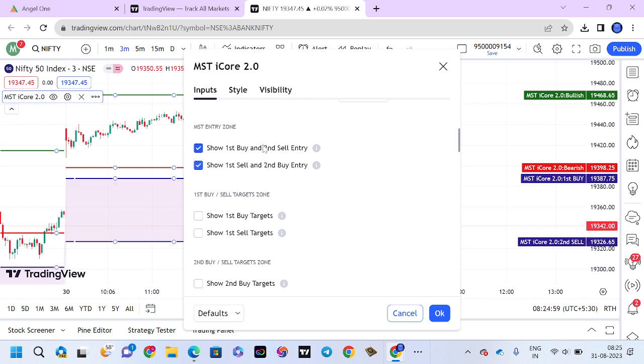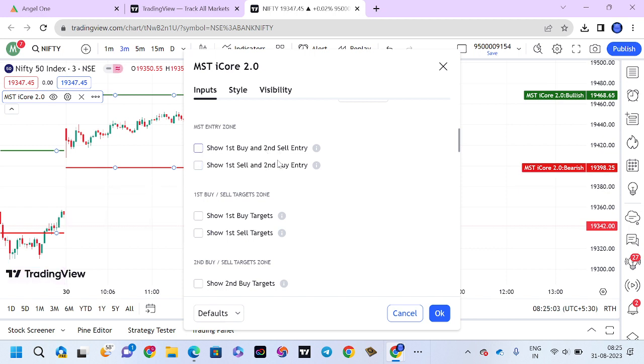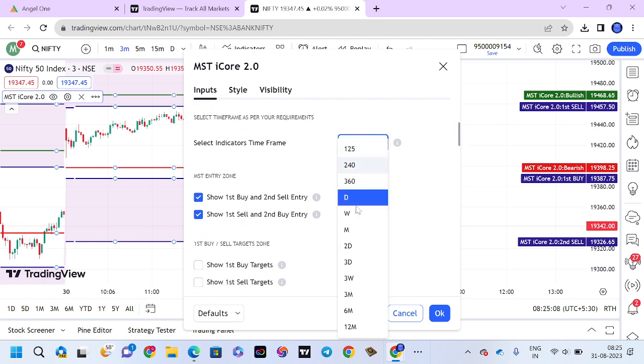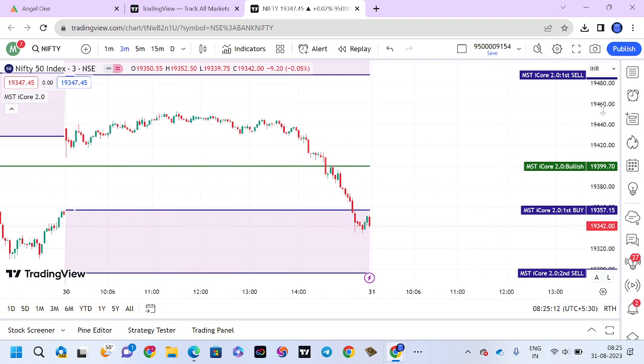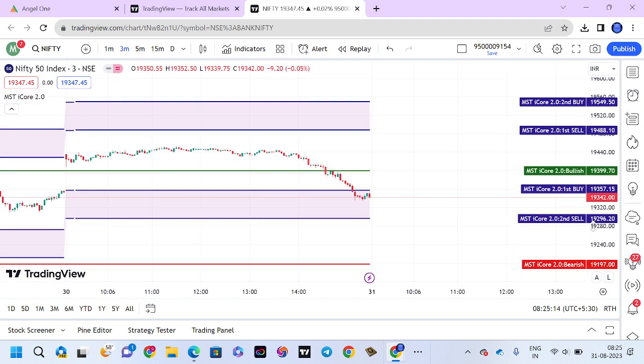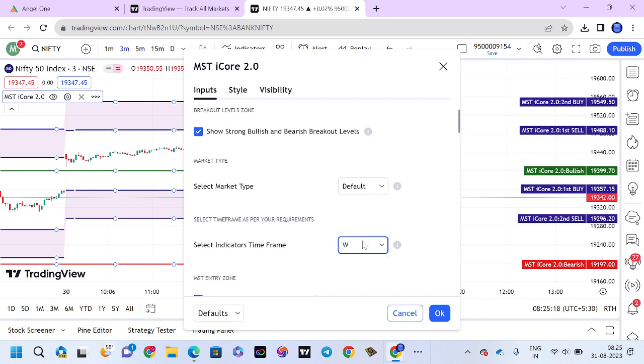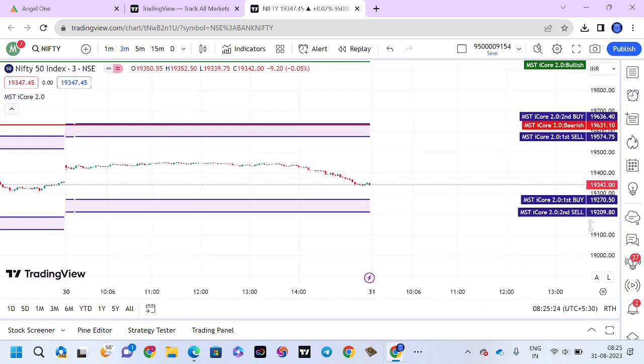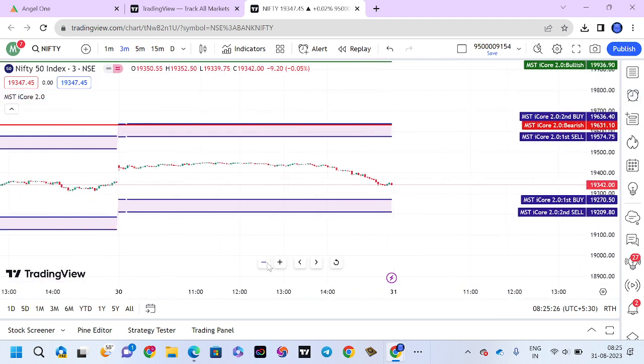Okay. Next thing: first buy, second sell, first buy. With this concept, the fourth zone will be formed. Again, using this, you can also follow the long term analysis like weekly pattern and monthly pattern. Consider these zones as the support and resistance zones.